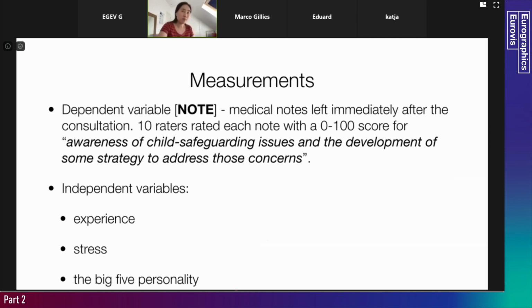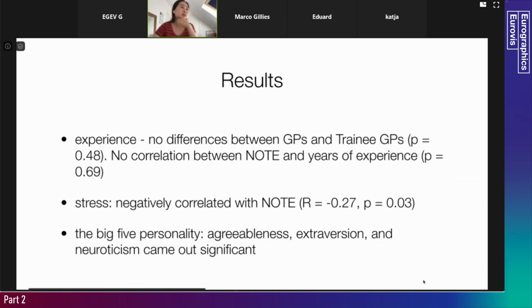Right, so that's our dependent variable. And we also collected independent variables, including the doctor's experience, their self-reported stress level, and their Big 5 personality. What we found is that, this time, we didn't find any correlation between trainee and GP trainees. We also didn't see any correlation between their year of practice and how well they perform. So this on its own is not really experience-based. But at the same time, we did find really interesting results in terms of stress level and personality.